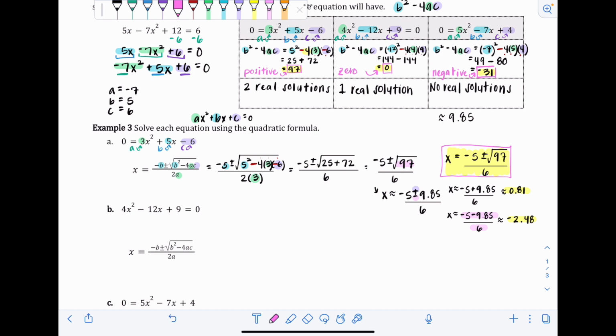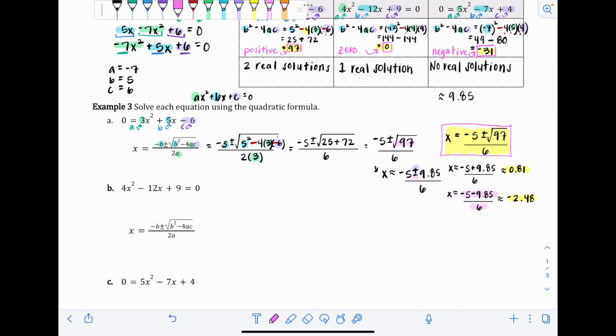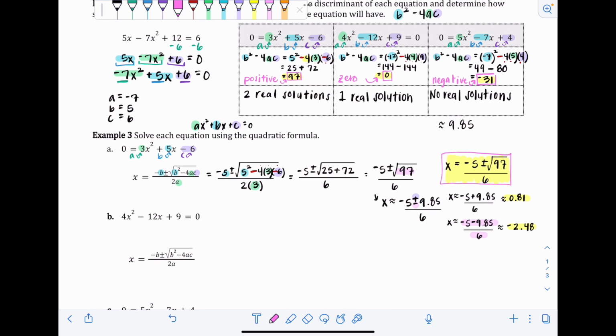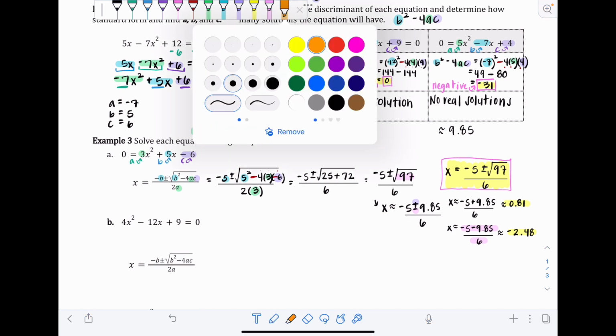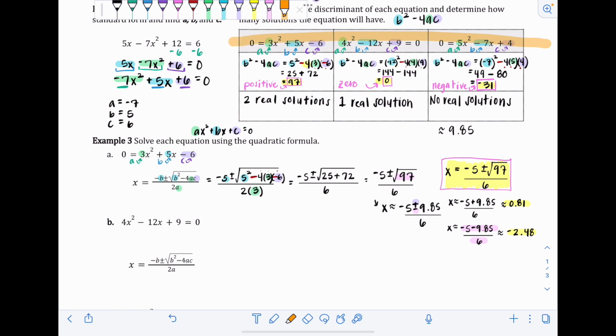Okay, so B, 4x squared minus 12x plus 9 is equal to 0. And you may have noticed in the previous example, but A, B, and C, all these equations are the same equations that we worked with up here. So if you ever notice that that's the case, you can use the work that we did for the discriminant to shortcut yourself into simplifying the radical for the full quadratic formula.